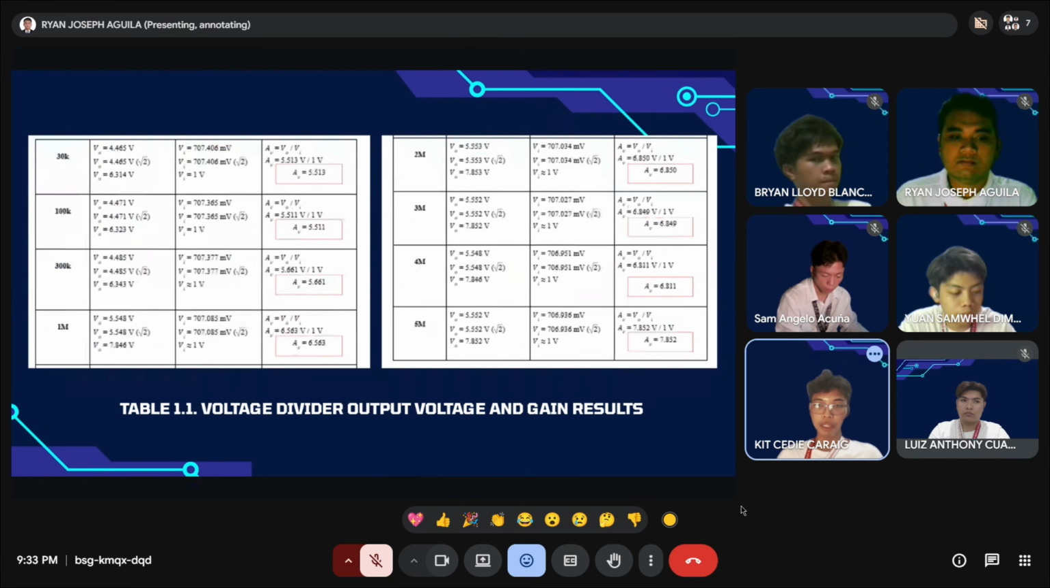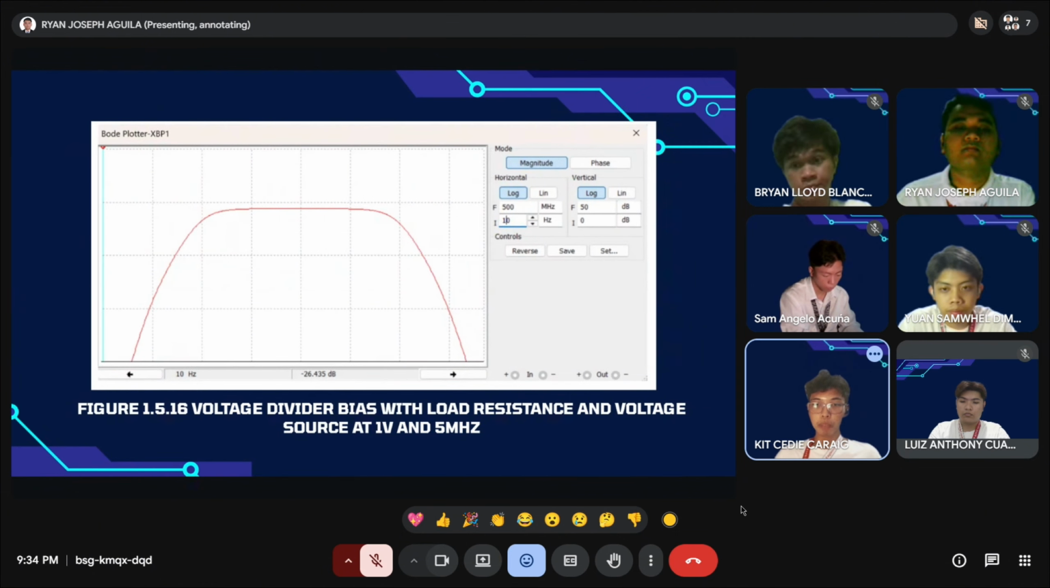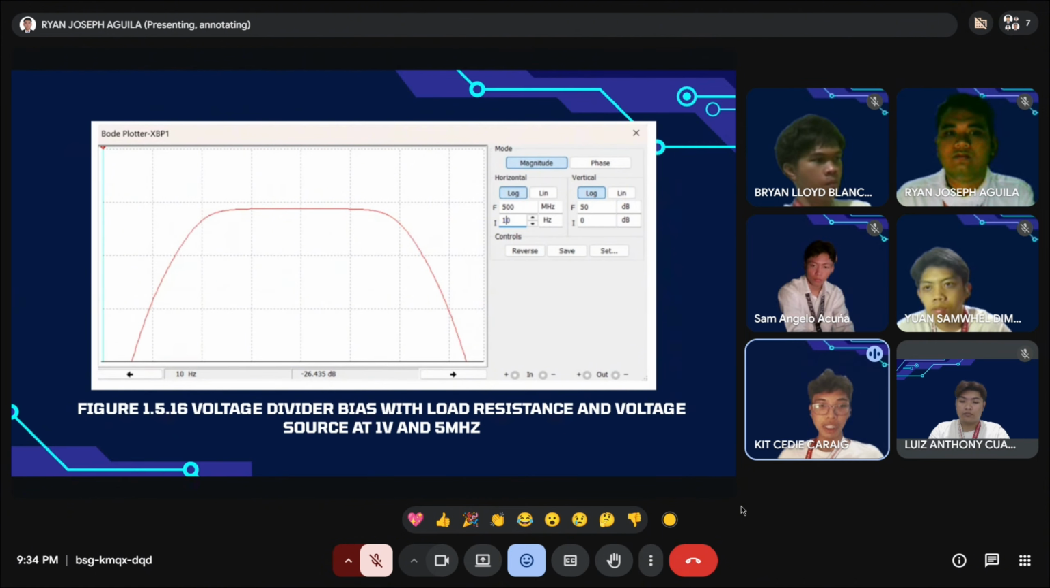So next slide, please. All right, as we can see, this is the continuation of our table. So next slide, please. All right, moving on to the Bode plot. This figure 1.5.16 shows the Bode plot magnitude with respect to the bandpass characteristic, where the gain is very low at low frequencies, increases to a flat region, then decreases at high frequency. So basically, it indicates that the system effectively passes the range of frequency while attenuating the signals outside the range. So next slide, please.